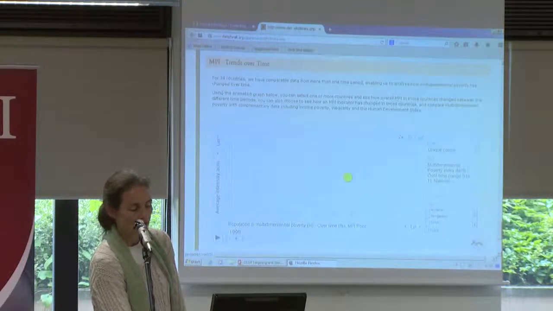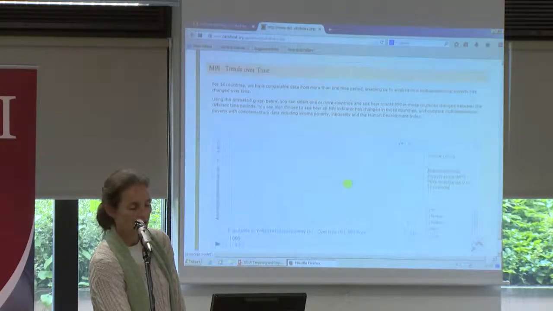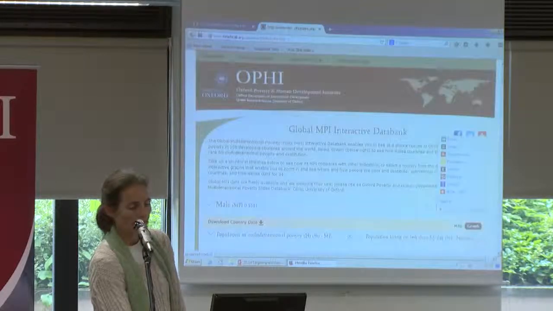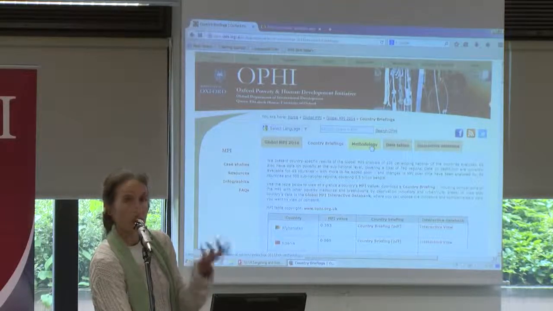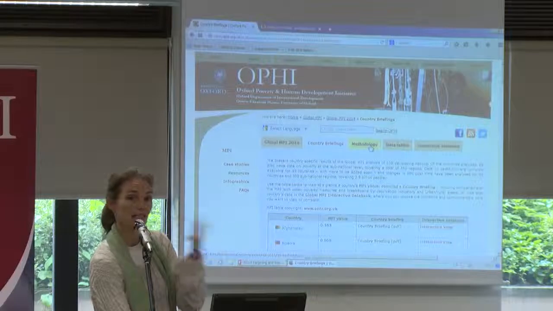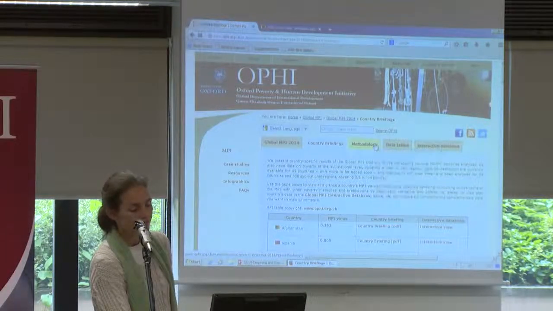And then for countries where we have trends over time, there is this graphic, but it doesn't work very well. So for trends over time, I would commend to you the data files on trends over time at this point. So this is available for all of the 108 countries, as well as for all countries together. If you don't select a country, it shows all of them.